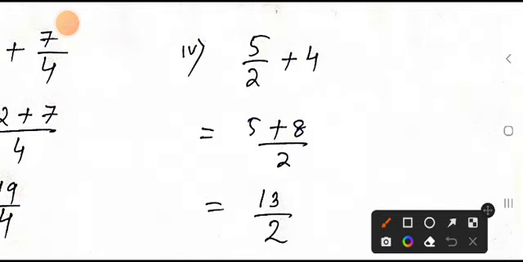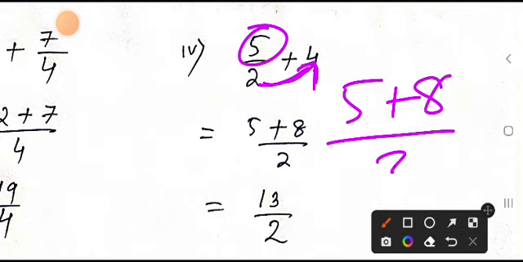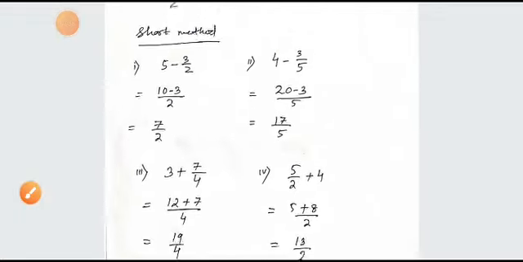And next, 5 upon 2 plus 4. So simply multiply the denominator with the whole part. 2 4s are 8. So in the numerator there will be 5 and 8. Okay, 5 plus 8 by 2. 5 plus 8 is 13. 13 upon 2 will be the answer. So this is the short method.